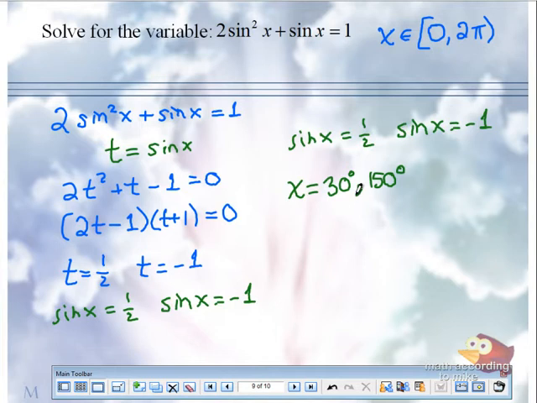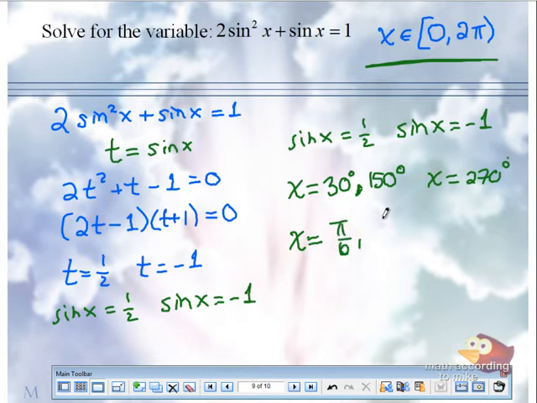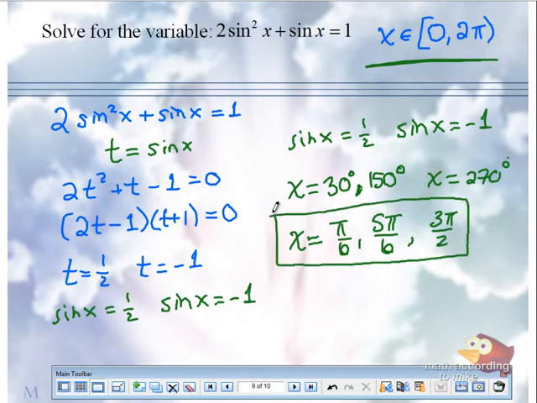Lastly, sine of x is negative 1 when x is 270 degrees. And to be honest, we really should give our answer in terms of radians because they said x is between 0 and 2 pi. So the real answer really will be pi over 6, 5 pi over 6, and 3 pi over 2. So we had to do some factorization on this one to get our final answer.